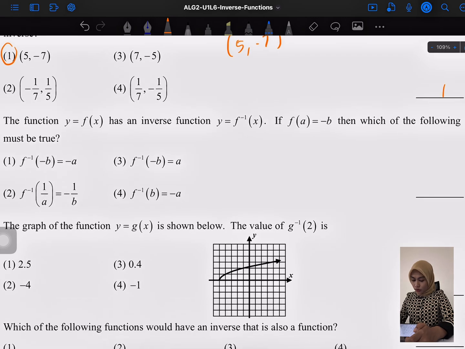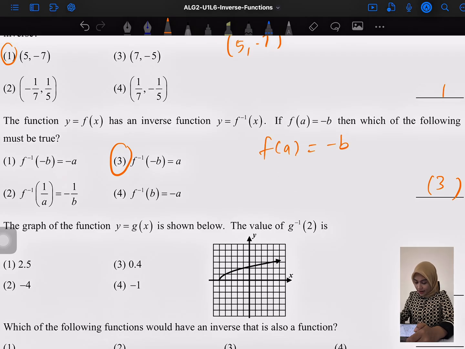The function y equals f(x) has an inverse function y equals f inverse of x. If a is equal to -b, then which of the following must be true? So again, input becomes output and output becomes input. So now our choice will be 3. So this is f(a) equal to -b, right? So our inverse will be f inverse of -b equals a. So switch places. So this is our answer.